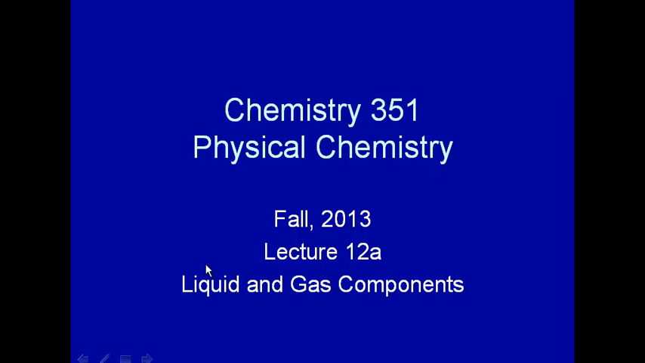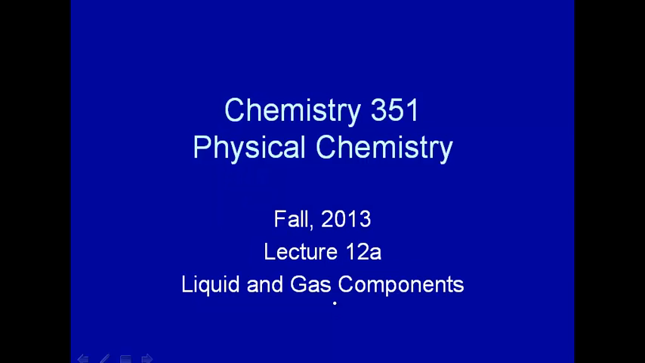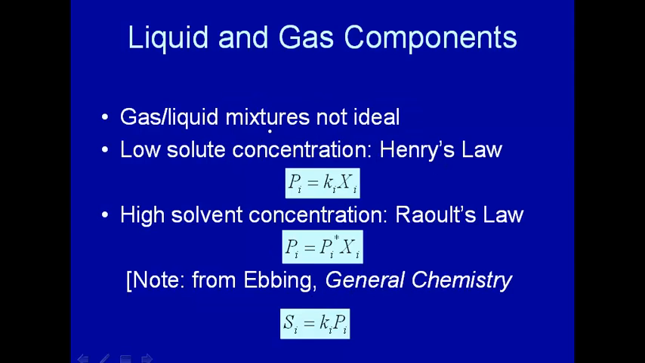Here we're going to continue our discussion of two-component systems, looking at phases and equilibrium and so on. Here we're going to talk about liquid and gas components. In Lecture 11 we talked about two liquid components. All right, what happens when you mix a liquid and a gas in terms of phase behavior? And by the way, these gas-liquid mixtures typically are not ideal.